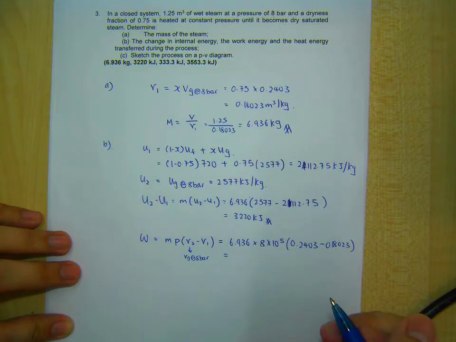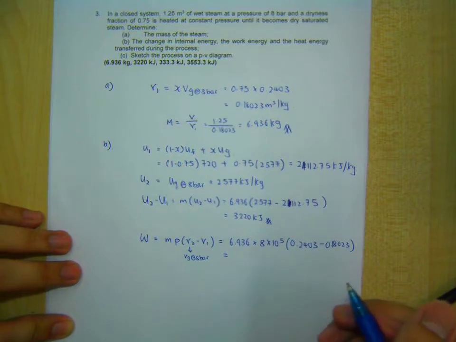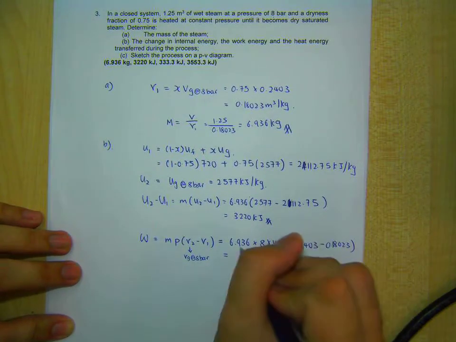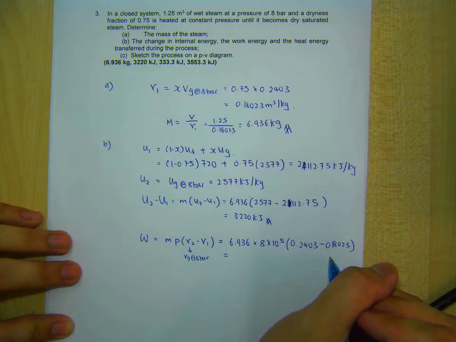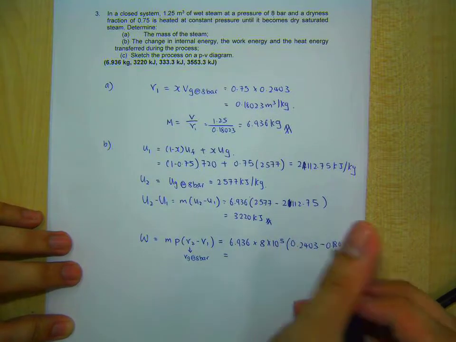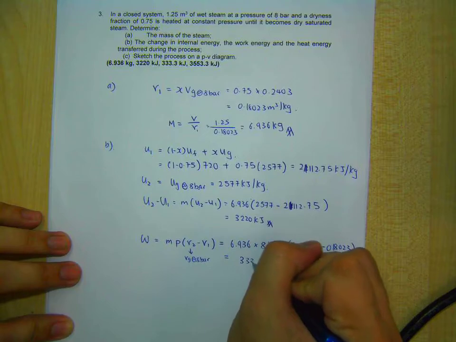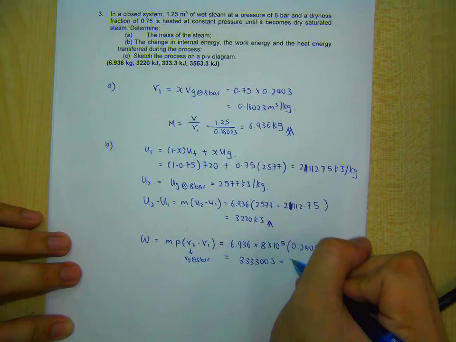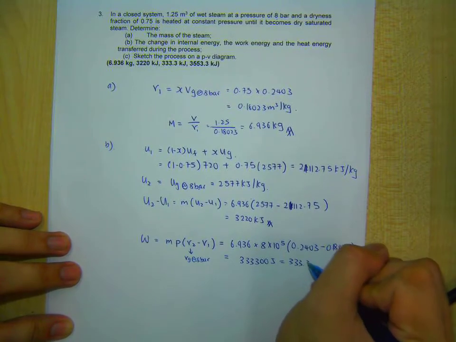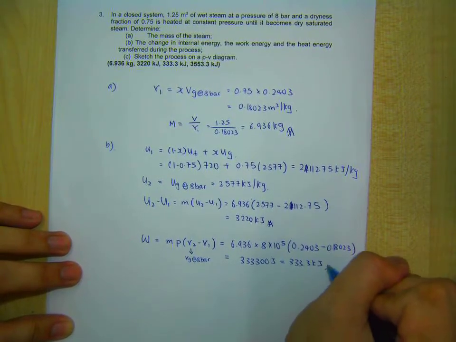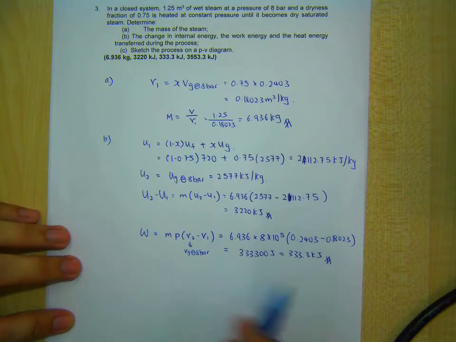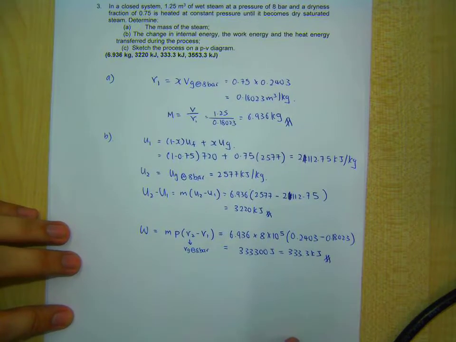Okay, this value we will get in terms of joule, because everything we plug in here is in SI unit. So it should be 333,300 joule. So you convert to kilojoule, this will be 333.3 kilojoule. Okay, the numbers might not be exact, but it doesn't matter. Just a few decimal places difference, it doesn't matter.